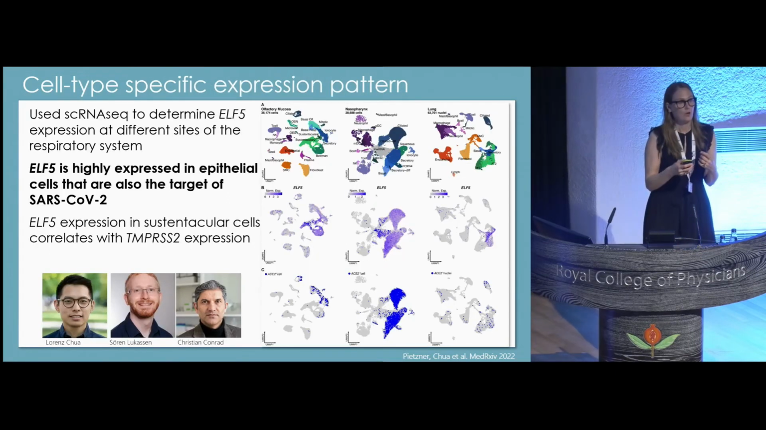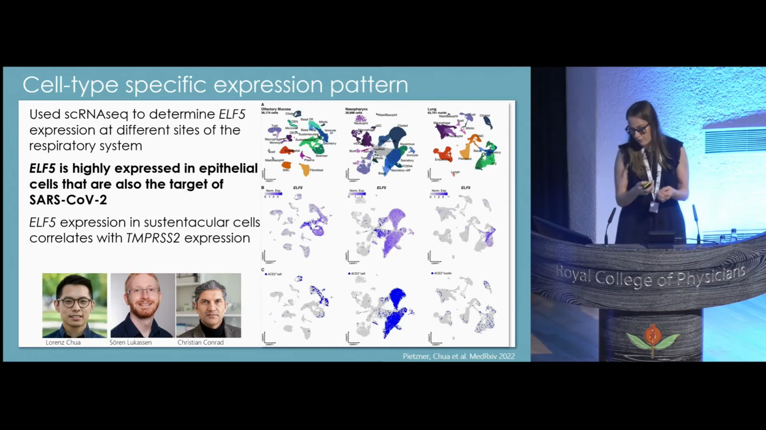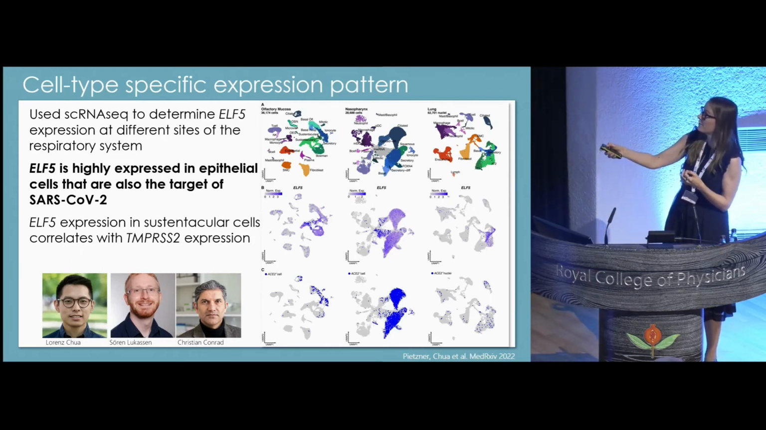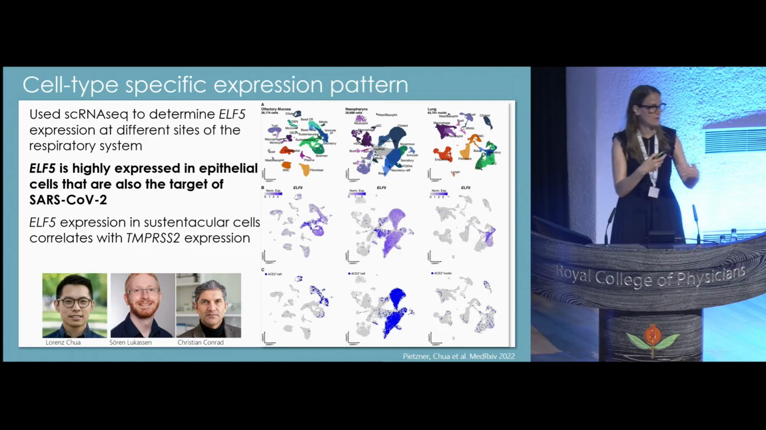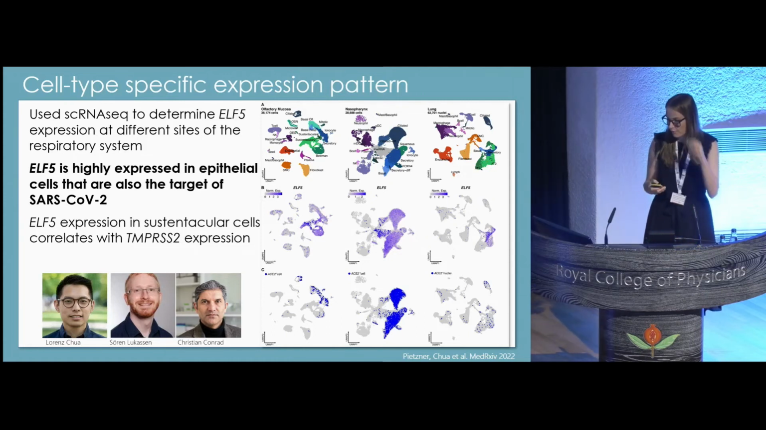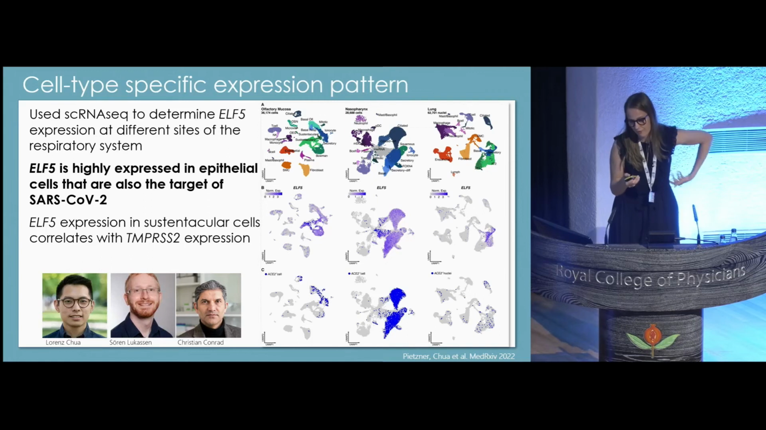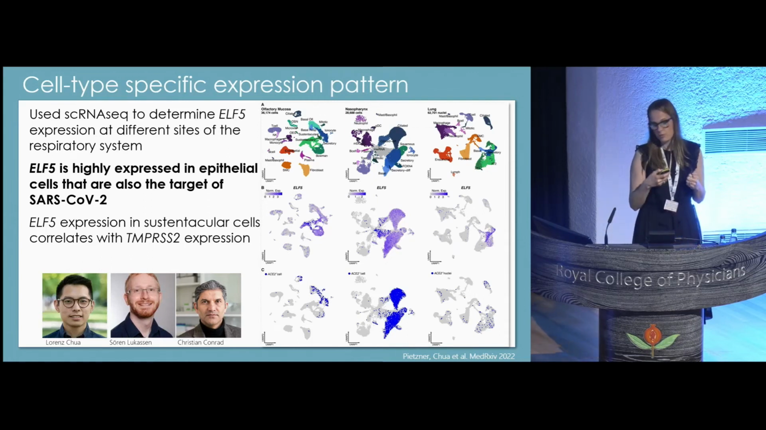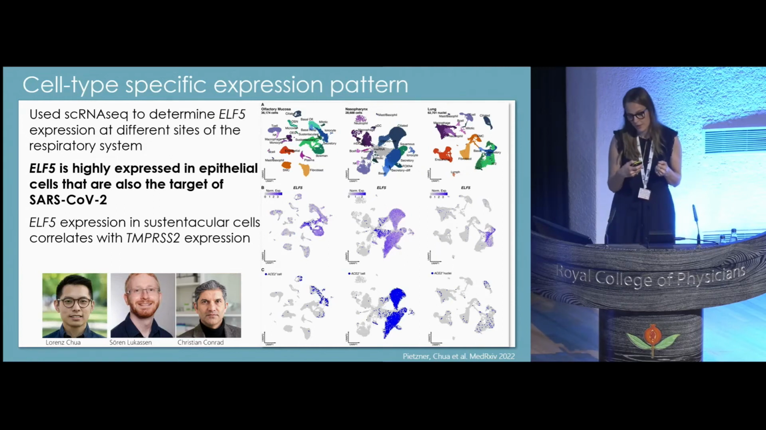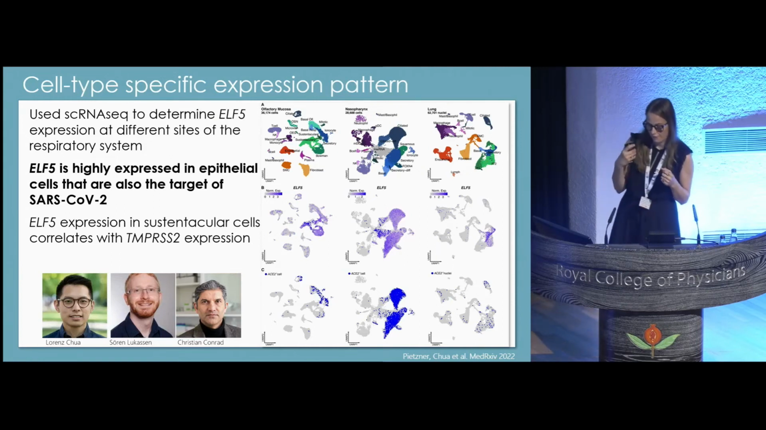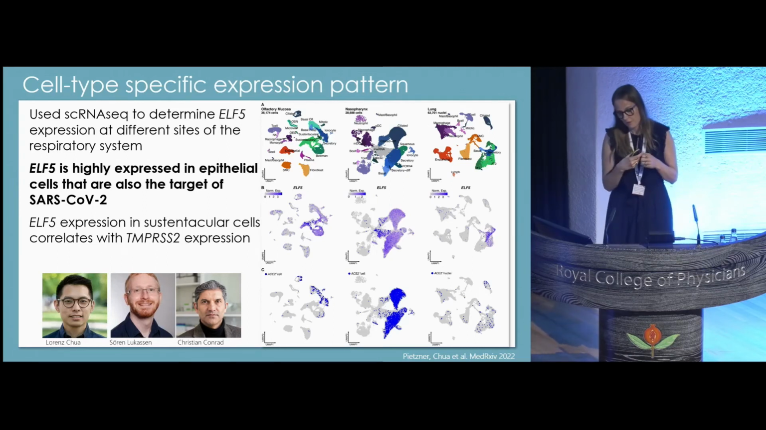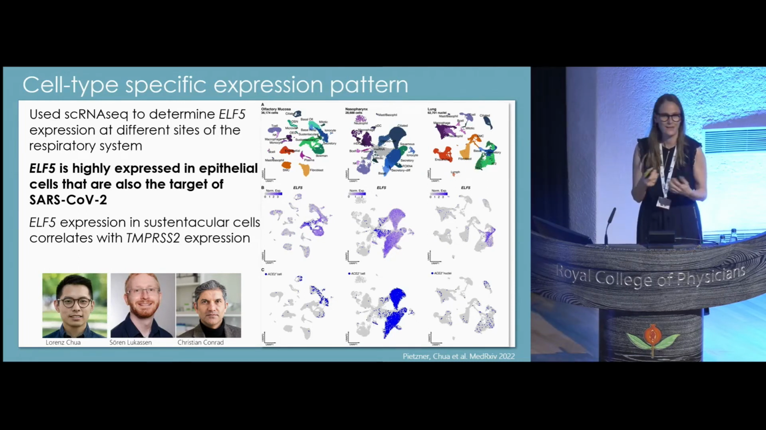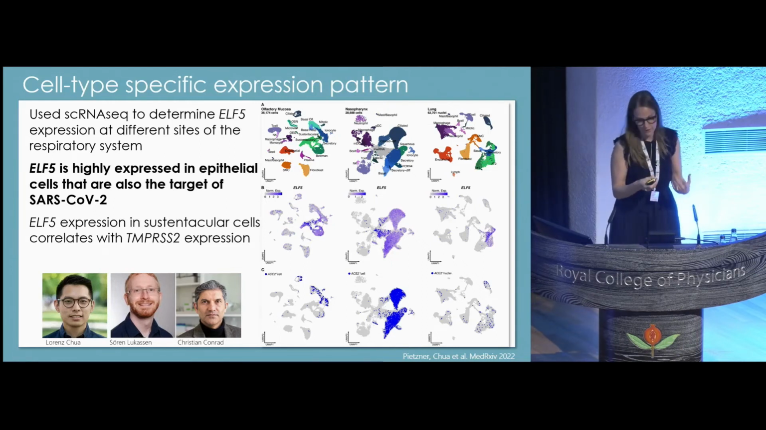And then in collaboration with colleagues at the Berlin Institute of Health, they used single-cell RNA-seq to determine L5 expression at different sites of the respiratory system that they had access to because of studies that were already ongoing because of the COVID pandemic. And they found that L5 was highly expressed in epithelial cells that are also the target of SARS-CoV-2. And furthermore, they found that L5 expression in these cells correlated with TMPRSS2 expression, which is a transmembrane protein that facilitates viral entry. And these cells are the epithelial cells in the nasopharynx, so the entry of the virus.